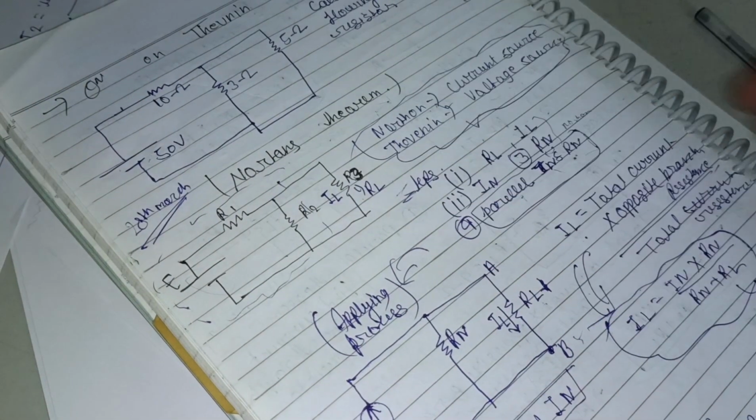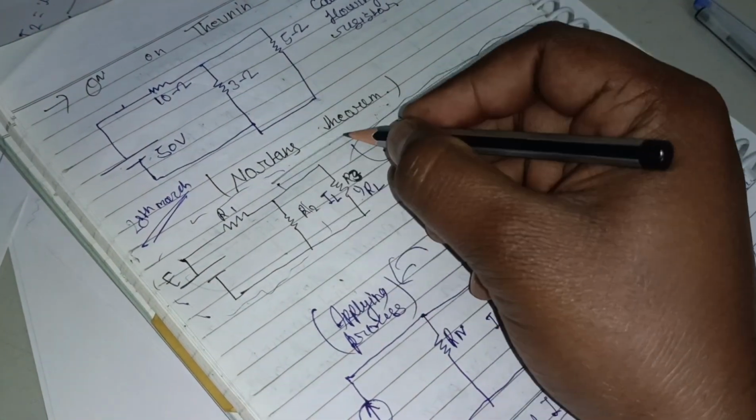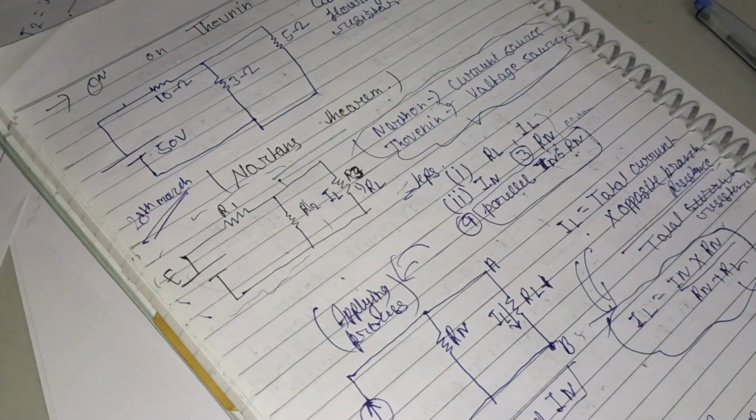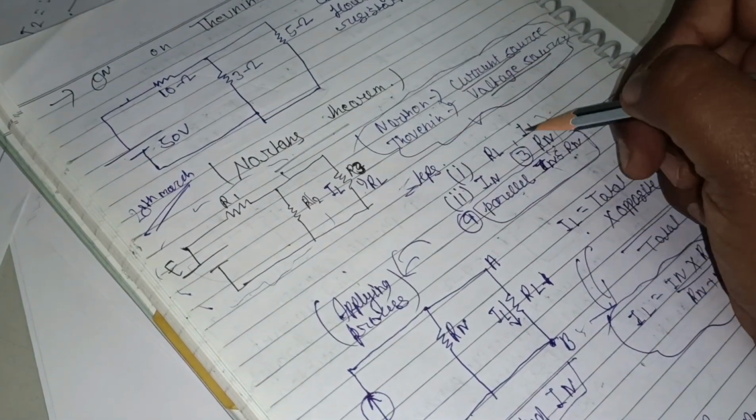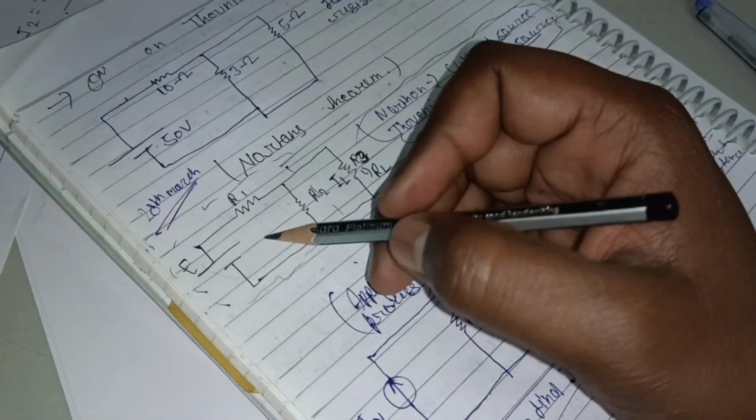So there is Norton theorem. Okay, so what Norton theorem says, first of all remember this: Norton theorem is used with current source, Thevenin theorem is used with voltage source. Okay, so this will be some circuit.